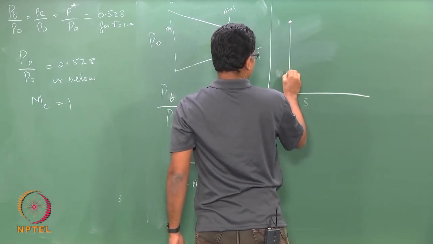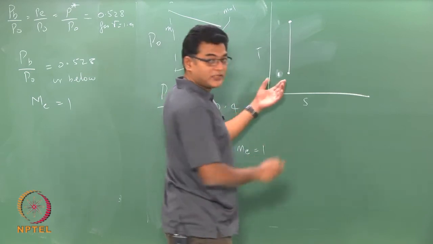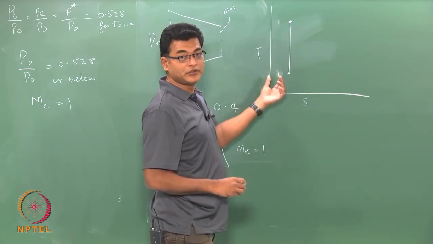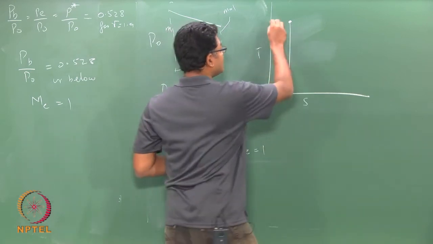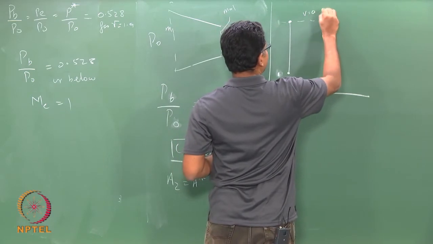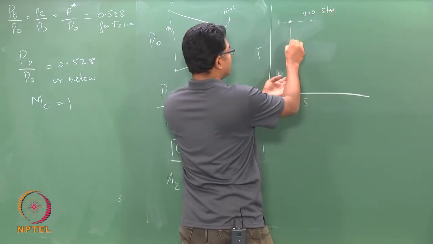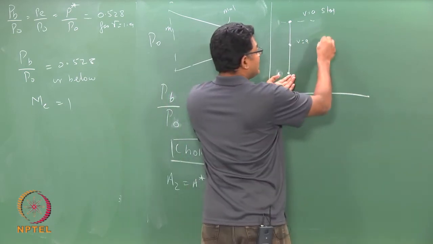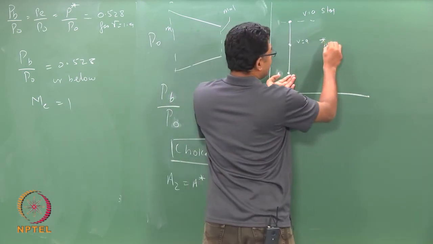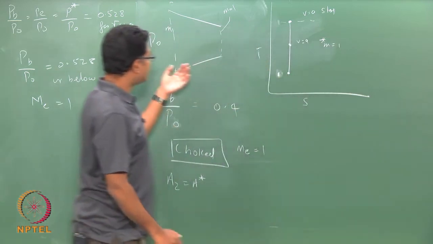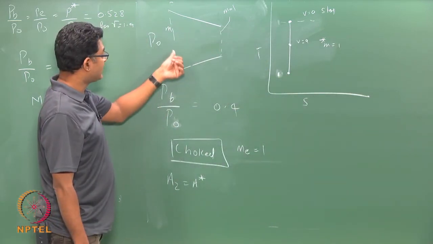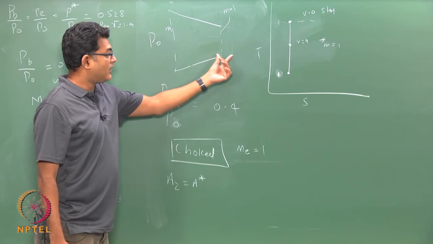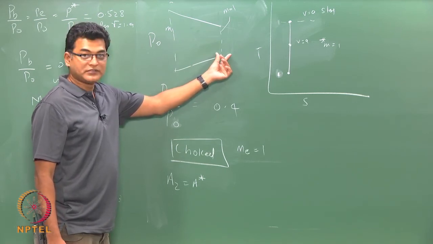So, I have state 1, and I do an isentropic process to take it to velocity 0, which is my stagnation. I take it to a state where velocity is the same as my sound velocity, which is my star condition, which is my M equals 1 condition. Now, that is precisely what I am doing here. I am taking this state to a state where my Mach number is 1.